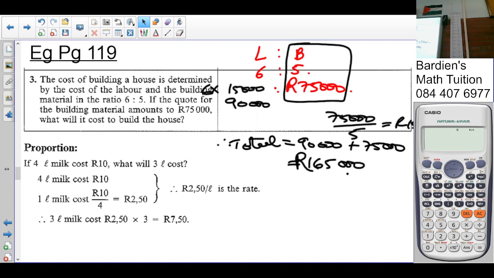Okay, for those of you who got it wrong, any confusion here? Is there any confusion?